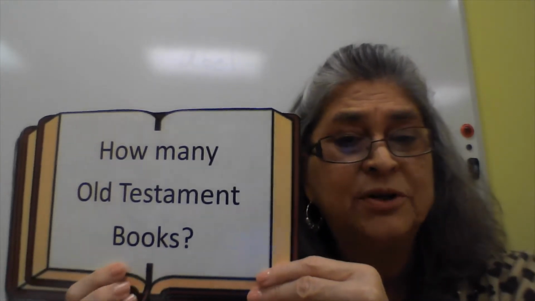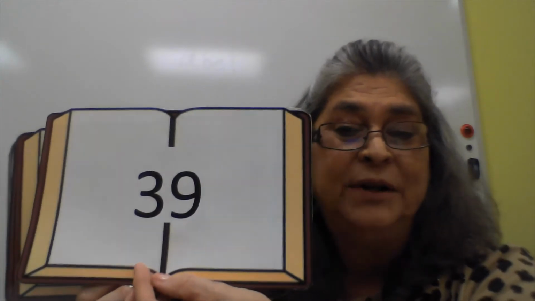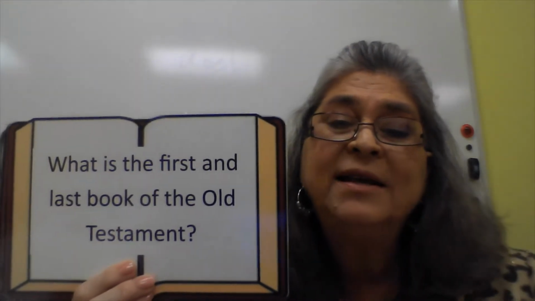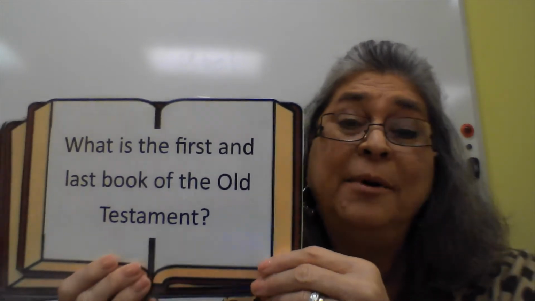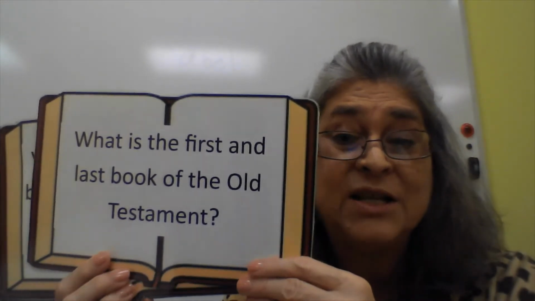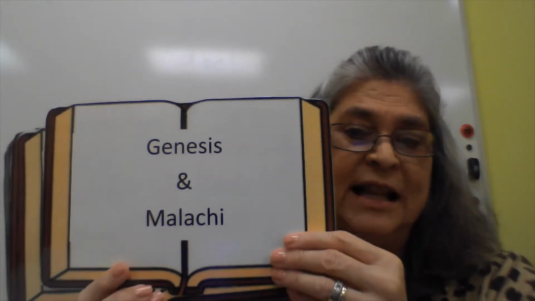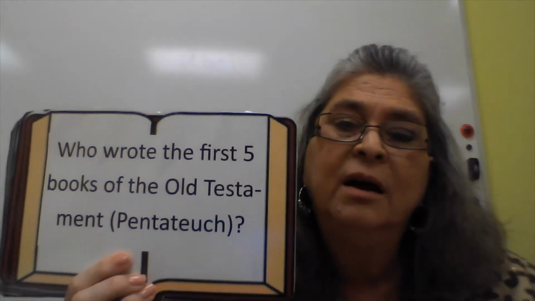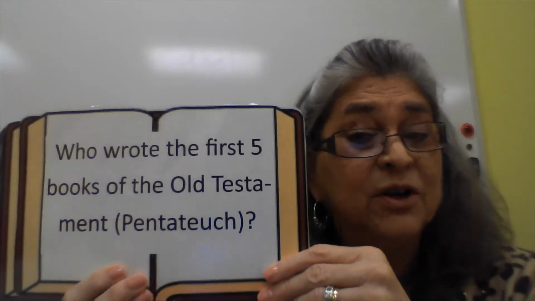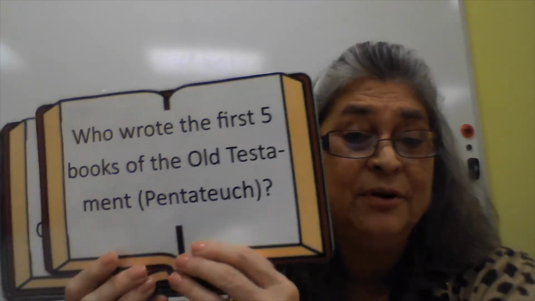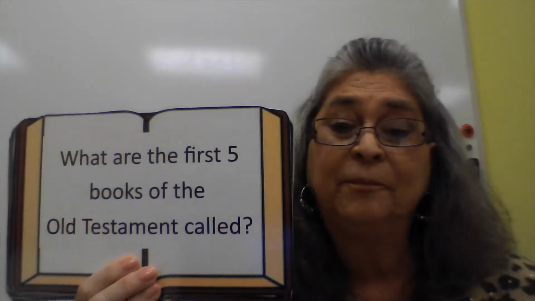How many Old Testament books are there? Can you name them? We're going to. There's 39 Old Testament books. What is the first and last book of the Old Testament? You probably know the first one, Genesis, but can you remember the last one we talked about? Genesis and Malachi are the first and last books of the Old Testament. Do you know who wrote the first 5 books of the Old Testament? Sometimes they're called the Pentateuch. You remember? Moses did. Yes, Moses wrote the first 5 books.